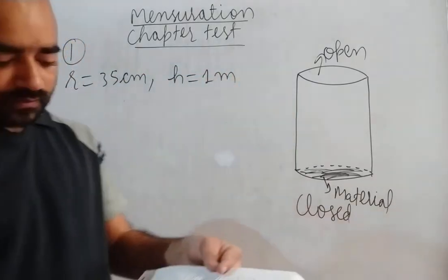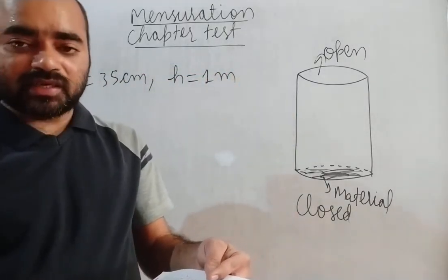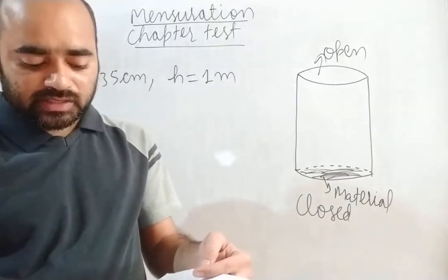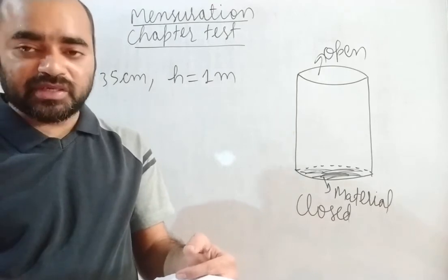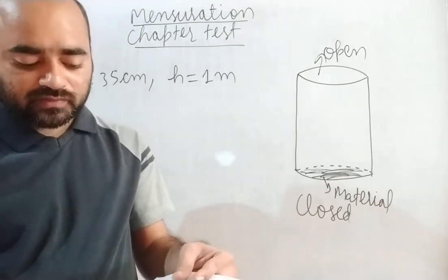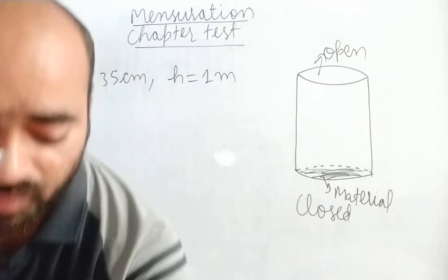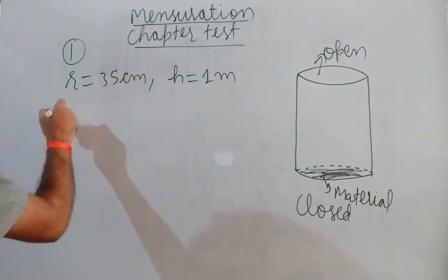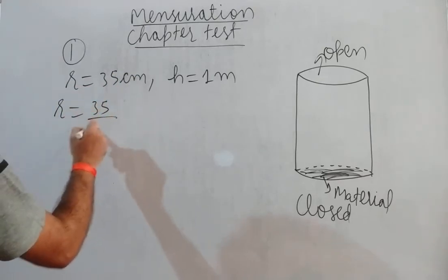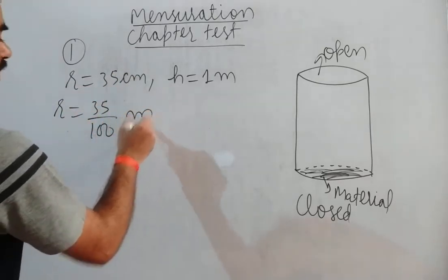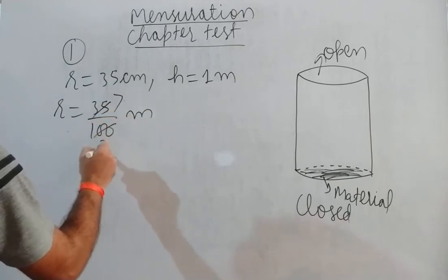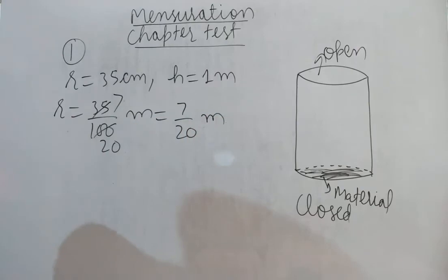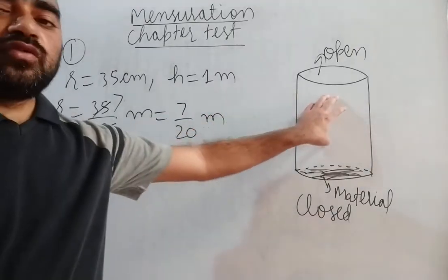If the container is open at the top, and the tin sheet costs rupees 300 per meter square, find the cost of the tin for making the container. So finally the answer must be in meter square. It means this will be converted in meter. So this will become 35 by 100 meter, it means 7 by 20 meter.